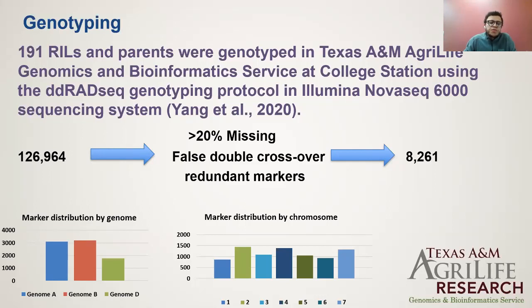On the bottom, we can see the marker distribution by genome, and the marker distribution by chromosome. Genome A and genome B have more markers than genome D. Also, chromosomes 2, 4, and 7 have relatively higher marker numbers than the others.